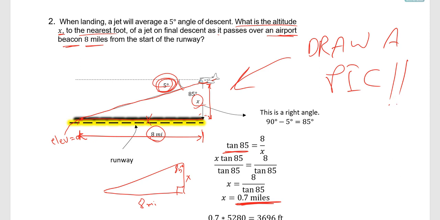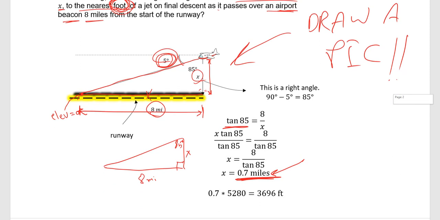But keep in mind, it is asking for the altitude x to the nearest foot. Here we got miles because we plugged in 8 miles. We need to convert that to feet. So we multiply by the number of feet per mile, which is 5,280, and we end up with an altitude of 3,696 feet.